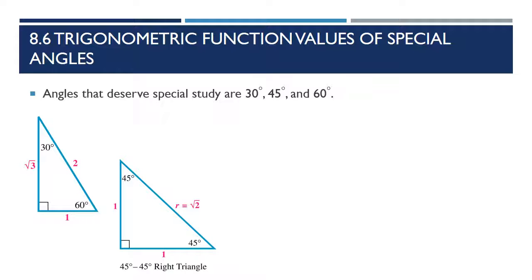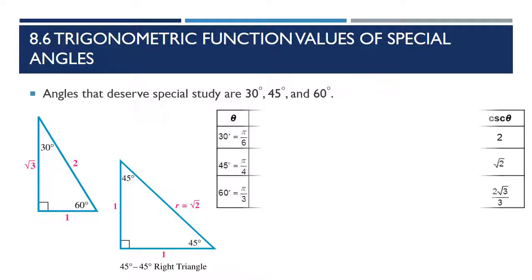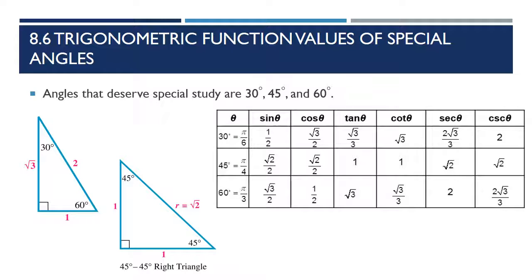The 45, 45, 90 triangle is an isosceles right triangle. The two legs are equal sides, so we put a 1 there, and then the hypotenuse is going to be the square root of 2. And this is a chart that shows the sine, the cosine, the tangent, the cotangent, the secant, and the cosecant for those three special angles, as well as their equivalents in radians.